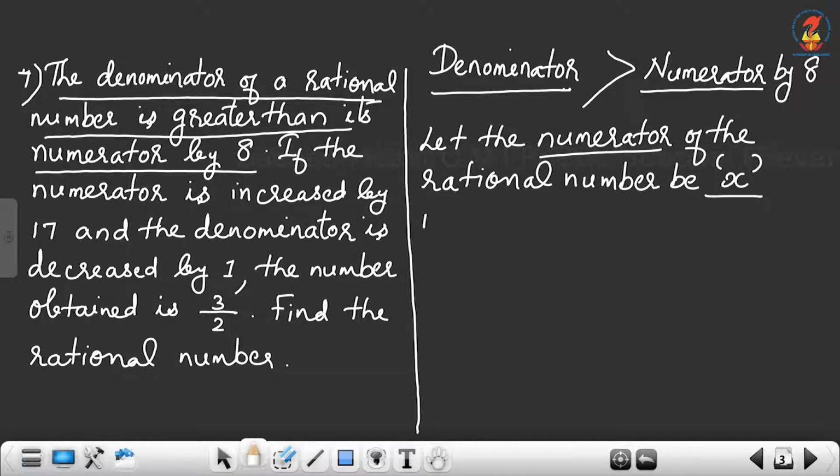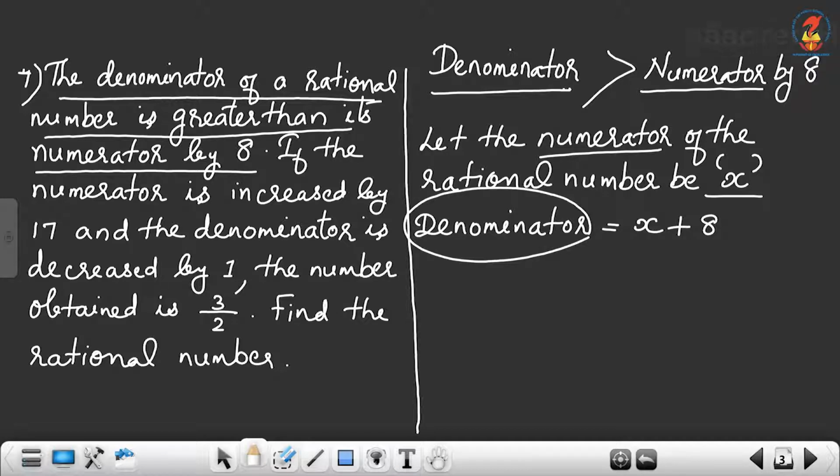Then, what about the denominator? The denominator is 8 more than the numerator. The denominator of a rational number is greater than its numerator by 8. So, 8 more than the numerator, we can write the denominator as x plus 8. So, we got the denominator and we got the numerator.